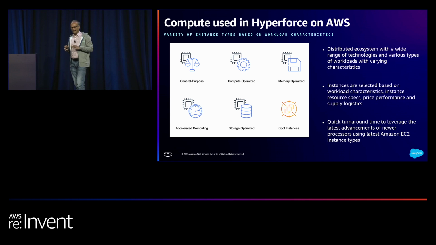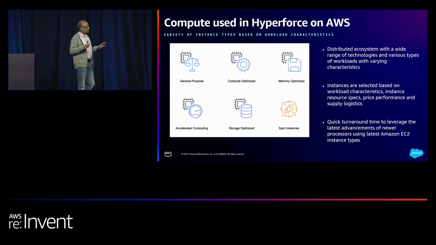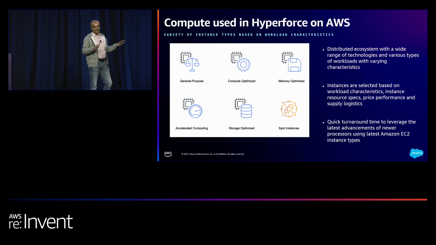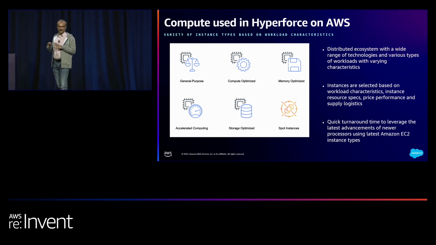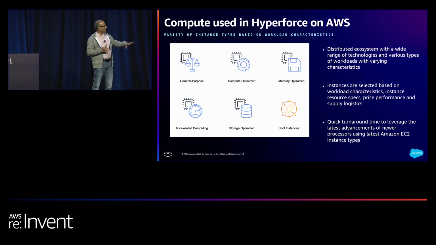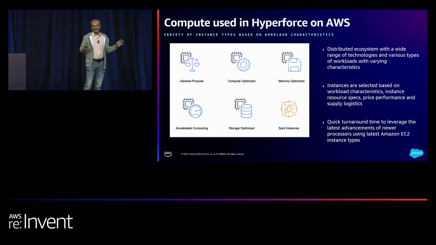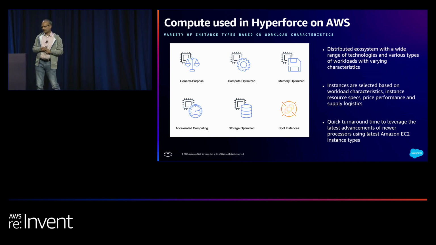Just like any enterprise and mission-critical systems, under the hood, Hyperforce in AWS is also a very distributed ecosystem. It is service-oriented with a lot of microservices, and there's a wide range of technologies that we use across the different subsystems in our overall ecosystem. So we carefully choose a given technology based on what is best suited for a given subsystem and the task at hand. In a nutshell, we have a wide variety of workloads, each of which has different characteristics of its own.